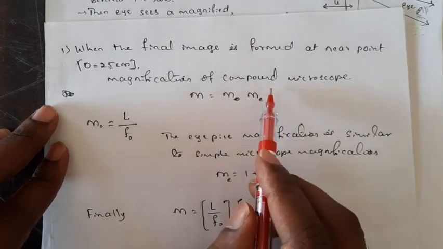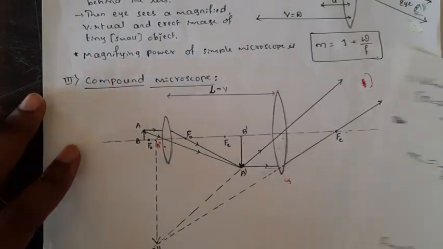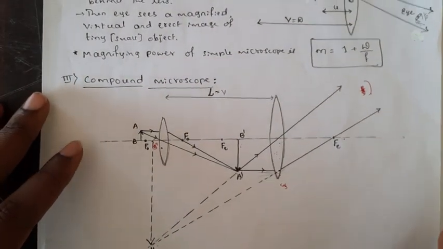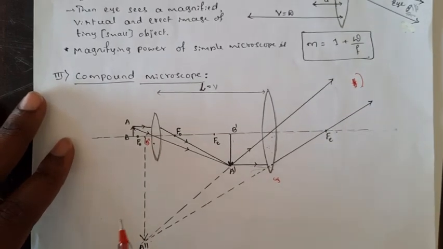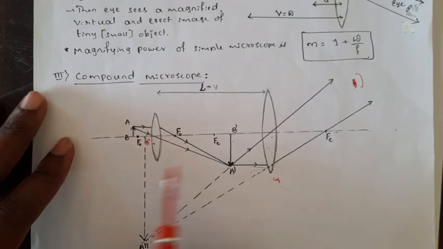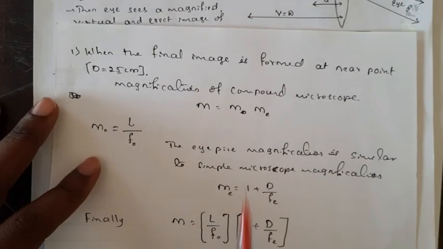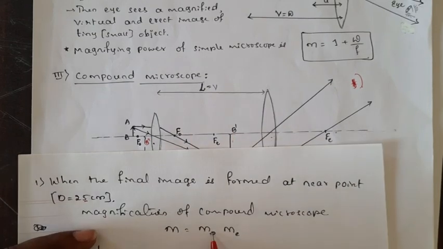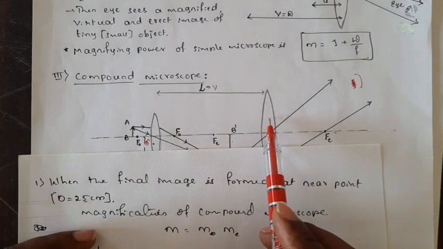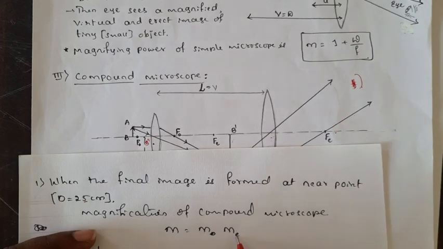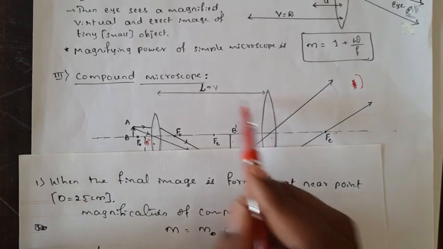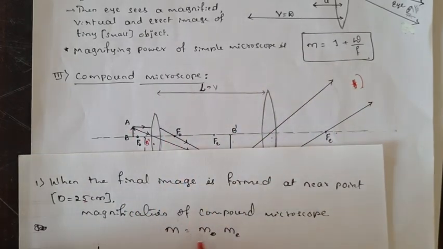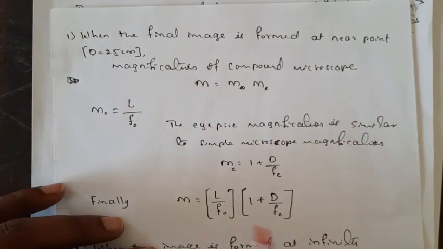So what's the magnification of a compound microscope? We know for a combination of lenses, the magnification is equal to m1 into m2 into m3 up to mn, if there are a number of lenses. Here there are two lenses, so m is equal to m1 into m2. For the first lens, we call it the objective lens, so it is mo, and for the second lens, we call it the eyepiece, so it is me. So the total magnification of the entire system is equal to mo into me.